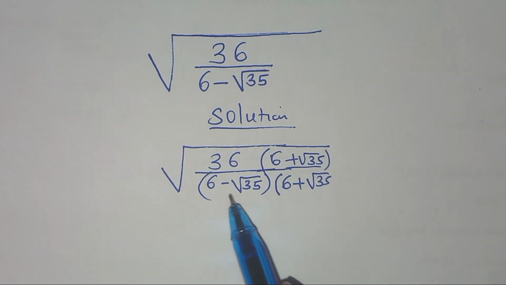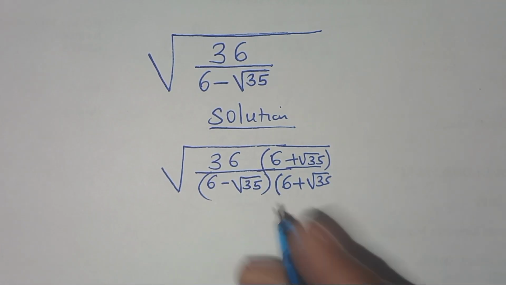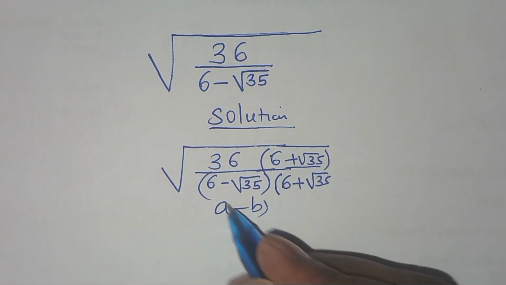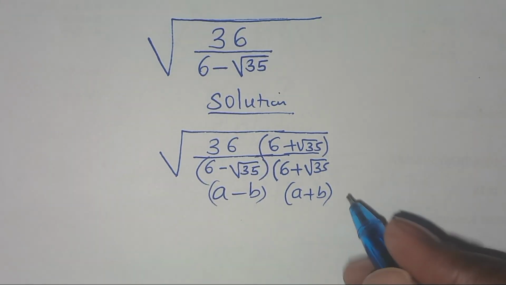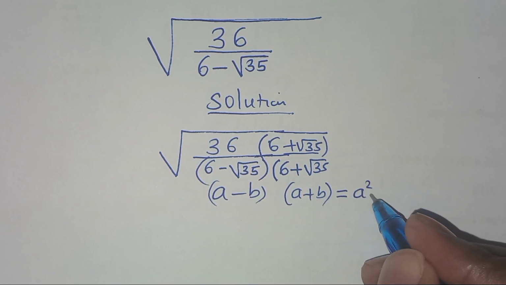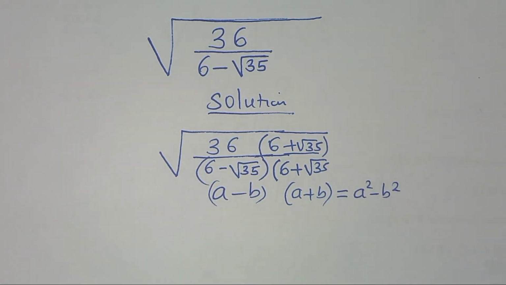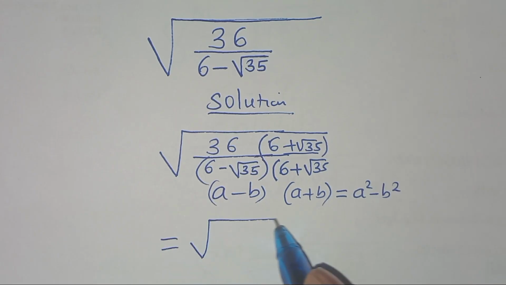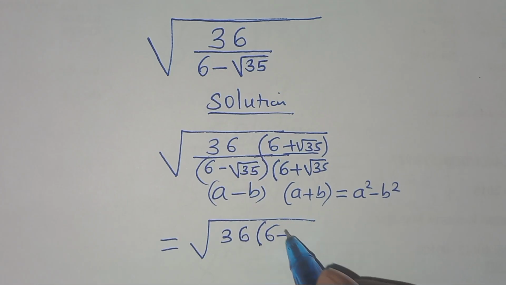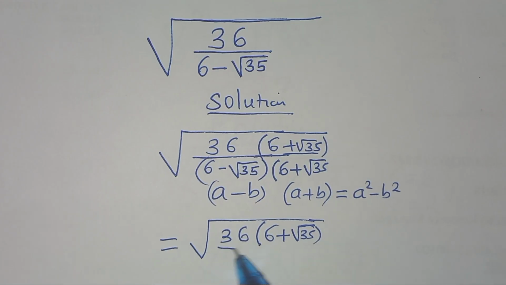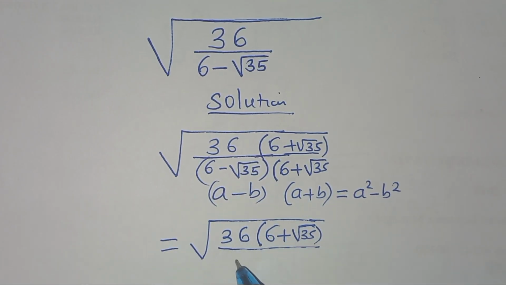So we find that in the denominator here, this is in the form of a minus b, and this is a plus b. So this implies that we can express this as a squared minus b squared. So therefore here, we'll have the square root of 36 multiplying by 6 plus square root of 35, close the bracket, and then divided by 6 squared minus square root of 35 squared.